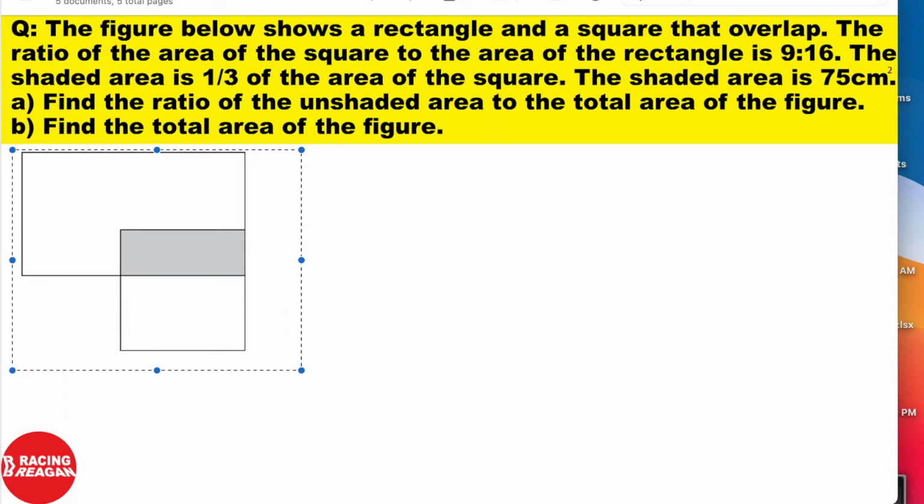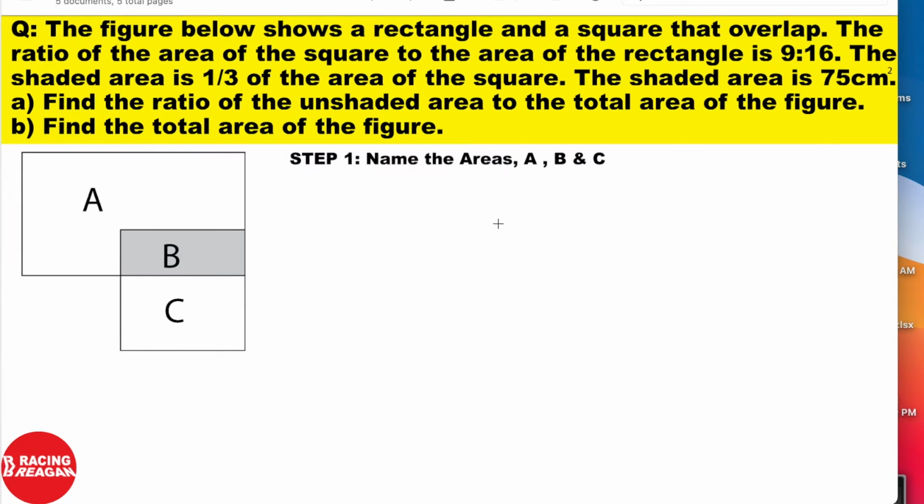You have to set up the ratio. So you have to name the areas A, B, and C. The reason we name these areas is so it'll make it easier. There's also one more thing. You might be wondering why the shaded part and the square are different and not in one. It's because of the overlap and it's shaded. So now let's continue on.